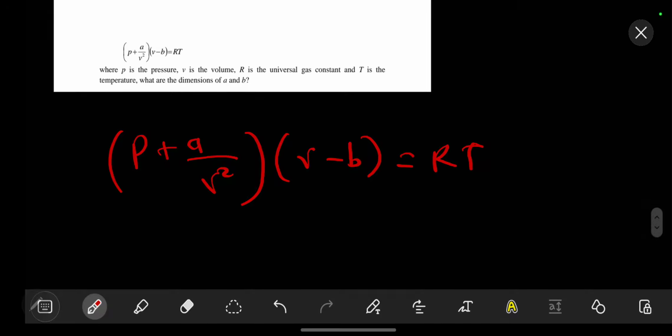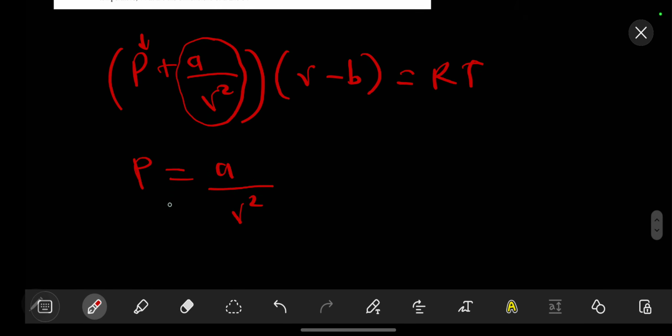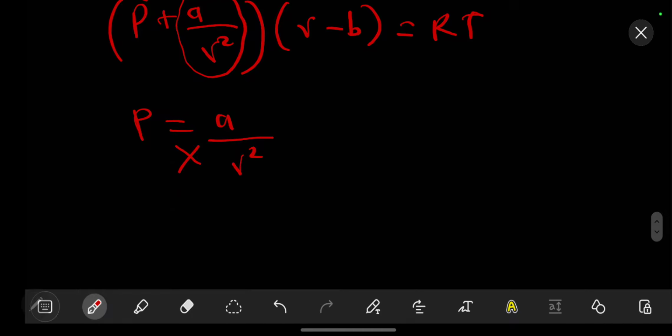Now remember, according to the principle of homogeneity, as long as you are adding two quantities, whatever dimensions are at P are the same as the dimensions of this whole thing, not necessarily A. So already our pressure should be equal to A over V squared. So we can cross multiply, in which we are going to have P times V squared should be equal to our A like that.